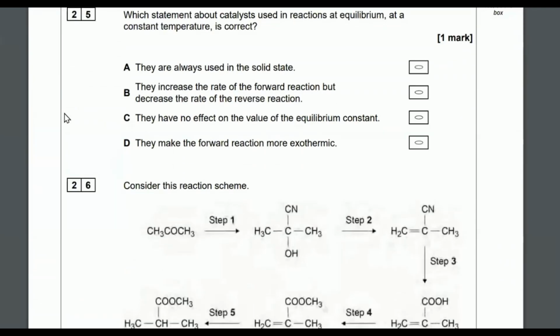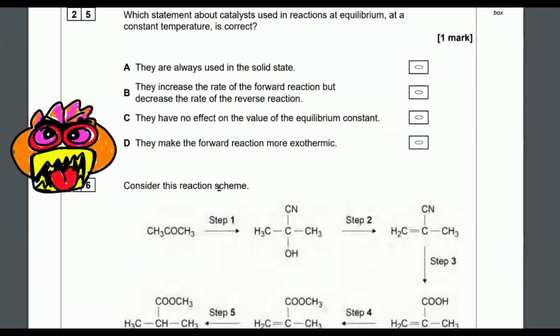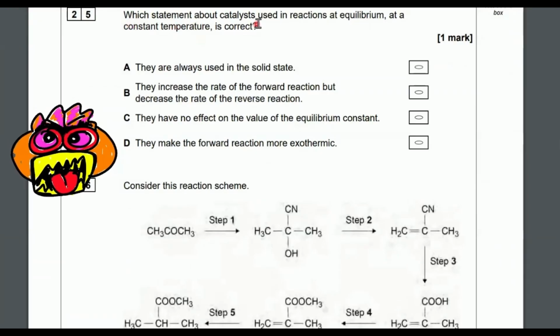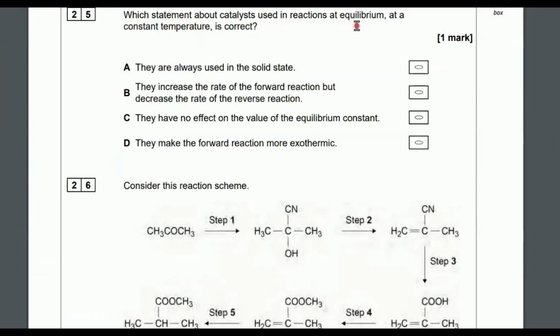25. Oh my good gosh, 26 is looking ugly, peeps. Look at that. Right, 25. Which statement about catalysts in reactions at equilibrium at constant temperature is correct? They are always in a solid state. Well, I don't know about that.